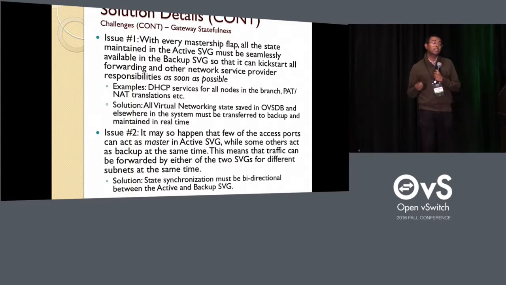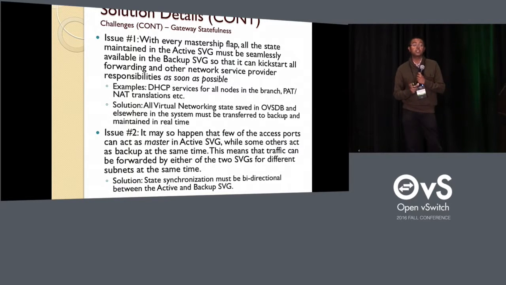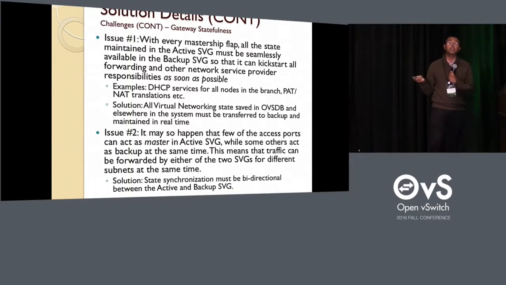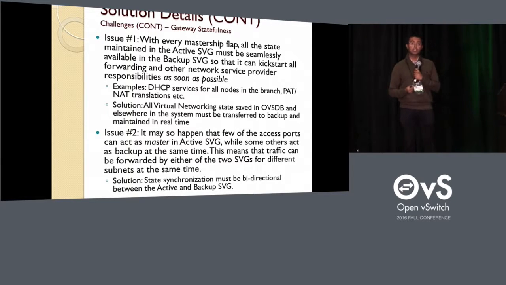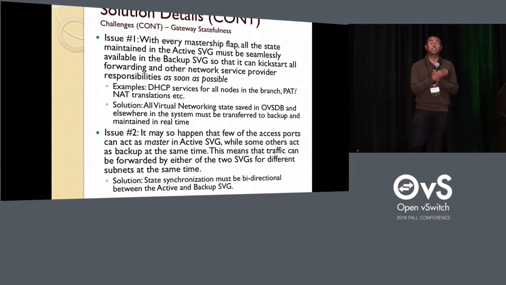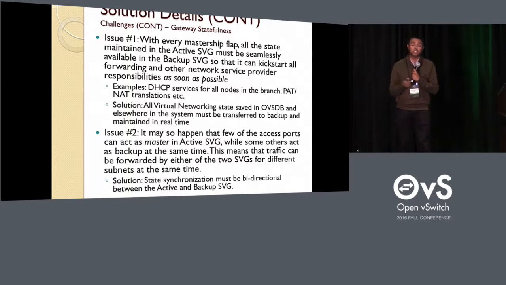So what really needs to happen in this case, speaking at a broader sense, is that we need to have a sense of state replication for each of the services that the SVG provides. So what we need here is actually a bidirectional state synchronization. It could so happen that some of the ports in the configured backup SVG could be operating as a master, and some of the ports in the master could actually be operating as backup. So we need bidirectional state synchronization.